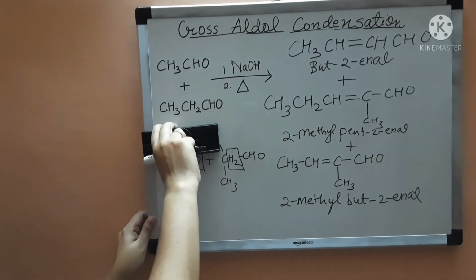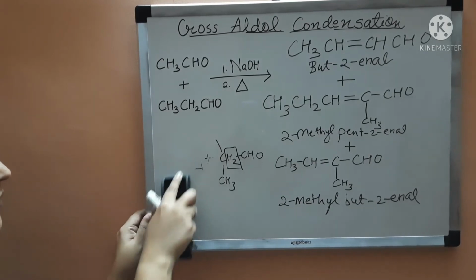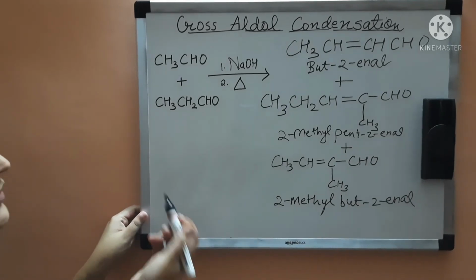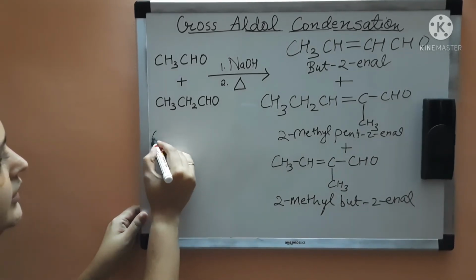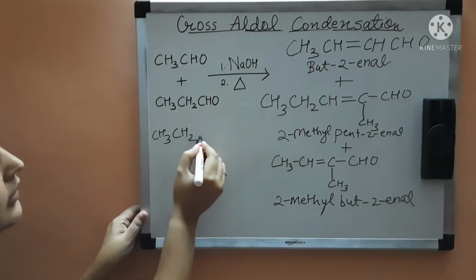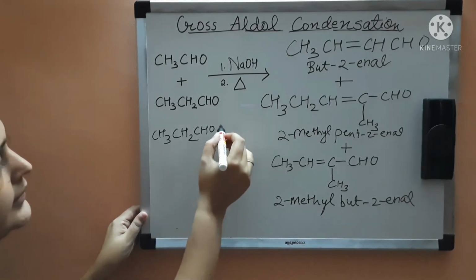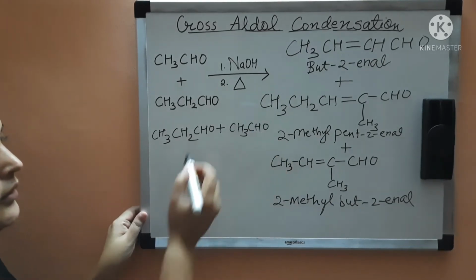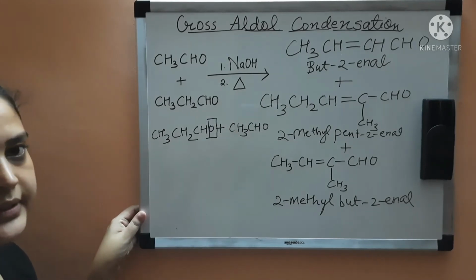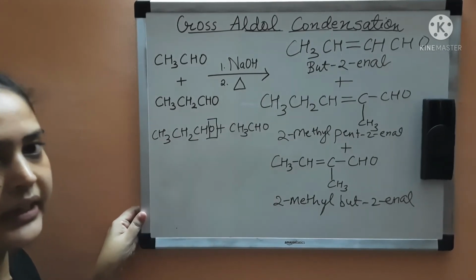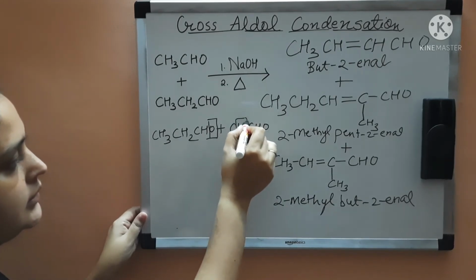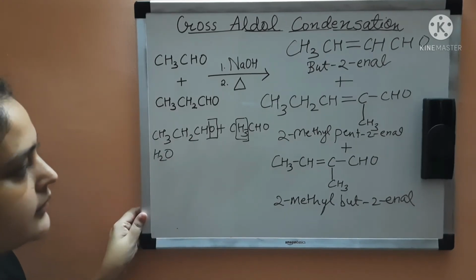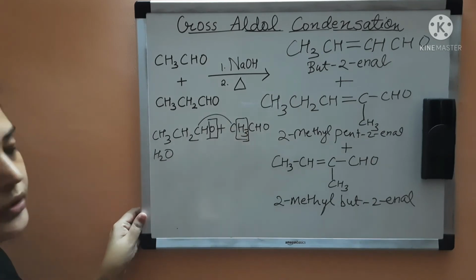Now the last product, how will it be formed? So for the last product, if propanol is written first and ethanol is written next, then the oxygen atom will be removed from this propanol and 2 of the alpha hydrogen atoms from ethanol. Then H2O is removed, and there will be a carbon-carbon double bond. So what will you get?